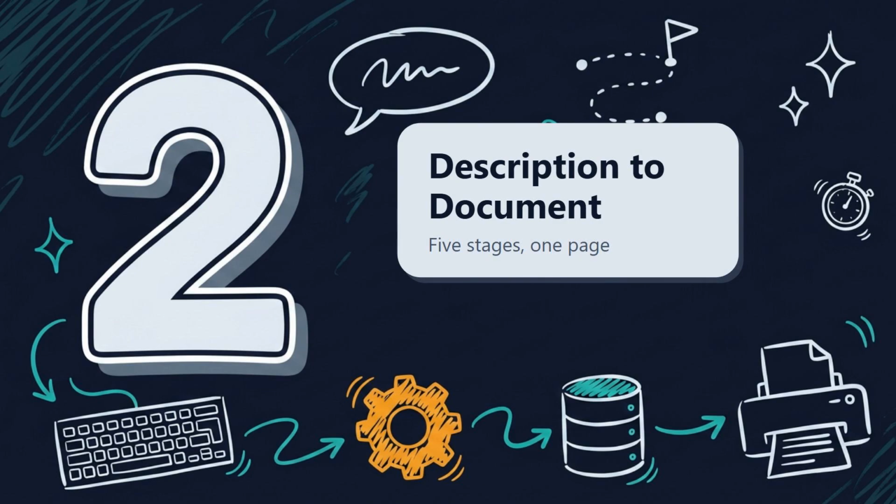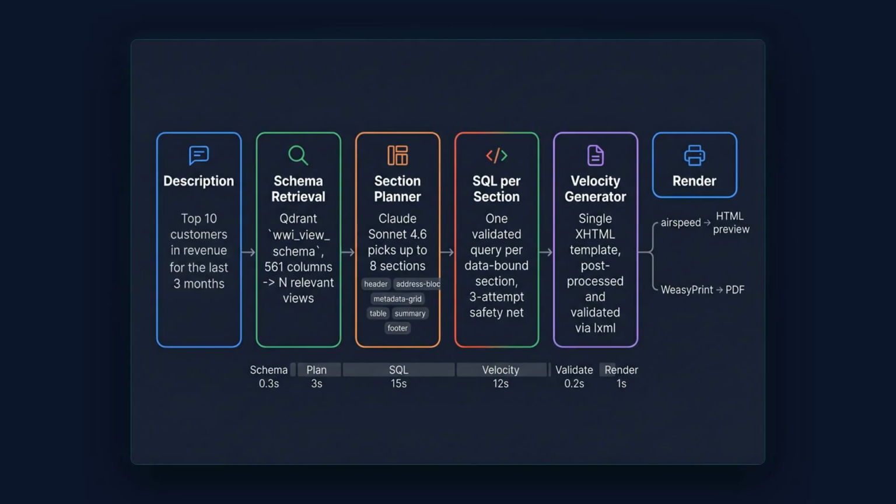Section 2. How a description becomes a document. Say you ask for the top 10 customers by revenue over the last 3 months. 5 stages stand between that sentence and a printed page. Here is the actual pipeline, straight from the project. The description enters on the left. HTML and PDF come out on the right. In between sit schema retrieval, section planning, SQL, template generation, and rendering.